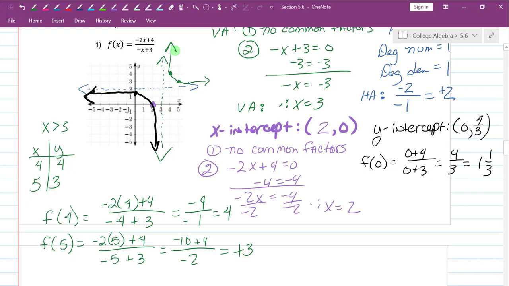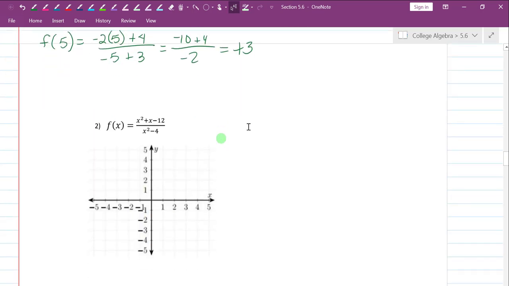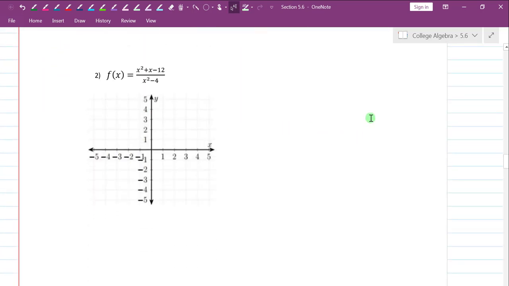Moving on to problem number 2. Again, we're going to graph it. We're going to start off with our asymptotes. So I want to identify my vertical asymptotes. I need to look and see if there's any common factors. Okay, so step 1, I'm going to factor my numerator. So I'm going to get x and x. I'm going to have a positive and a negative. And then I'm going to have a 3 and a 4. My 4 is going to be positive. My 3 is going to be negative. And then my denominator is x plus 2, x minus 2.